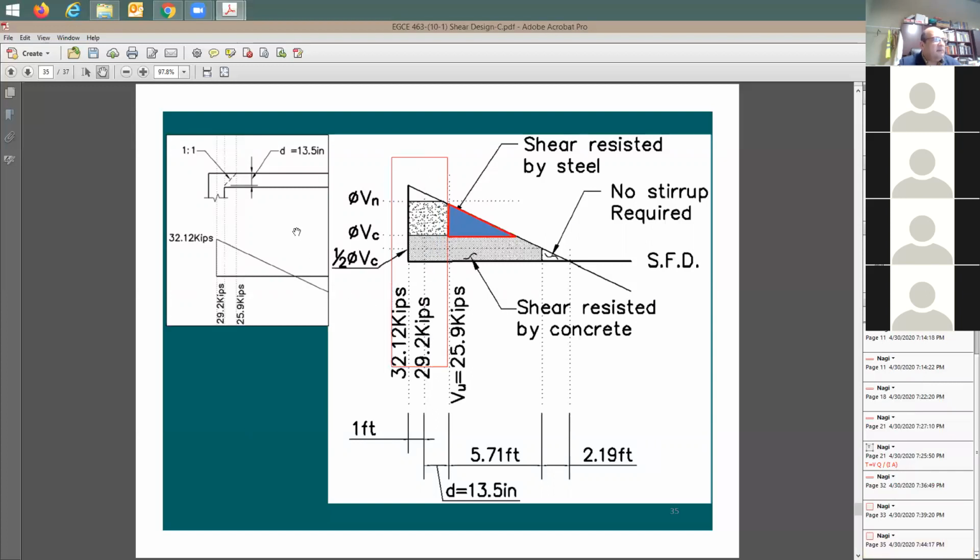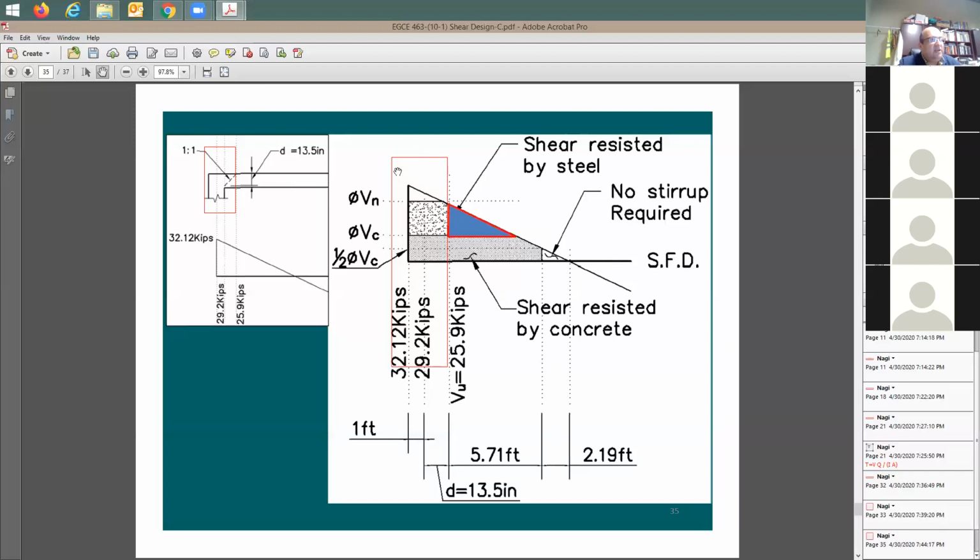Why? Because the code says you need to go at the distance away from face of support and start to look at the shear, which means all of the shear in this box is going to be taken by the column and this haunch, by this piece. So you don't have to worry about it.